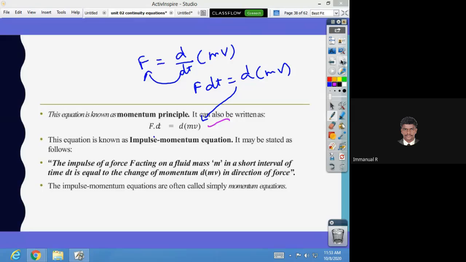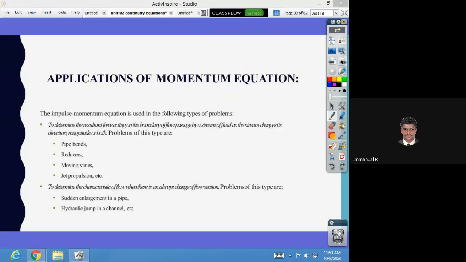Let us move on to the applications of the momentum equation. It is used to determine the resultant force acting on the boundary of a flow passage by a stream of fluid as the stream changes its direction, magnitude, or both. Problems of this type are pipe bends, reducers, moving vanes, and jet propulsion. For example, I have a pipe bend like this, and water flows like this. Due to this flow, some force will be exerted. If I want to find out how much force is exerted in that place, I will move on to the momentum equation. With the help of the momentum equation only, I can solve for these forces.